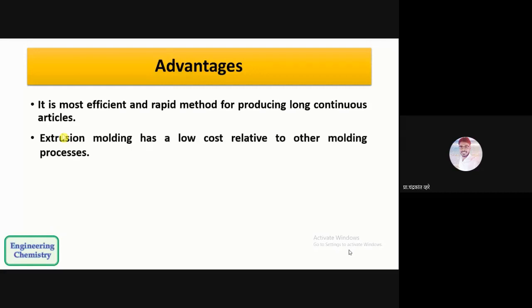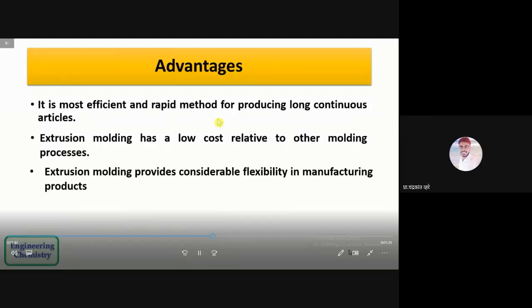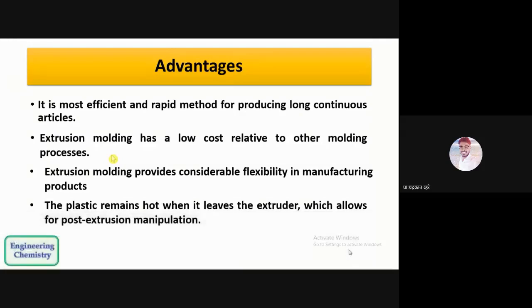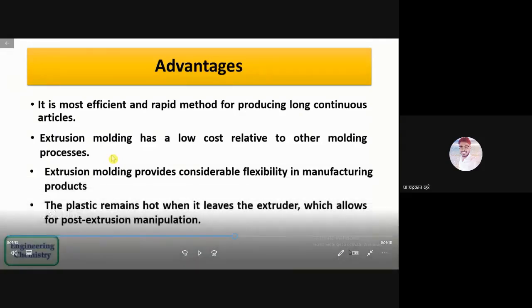So these are the advantages. It is the most efficient and rapid method for producing long continuous articles. Extrusion molding has a low cost relative to other molding processes. Extrusion molding provides considerable flexibility in manufacturing, and the plastics remain hot when they leave the extruder, which allows for post extrusion manipulation. So what is the meaning of post extrusion manipulation?